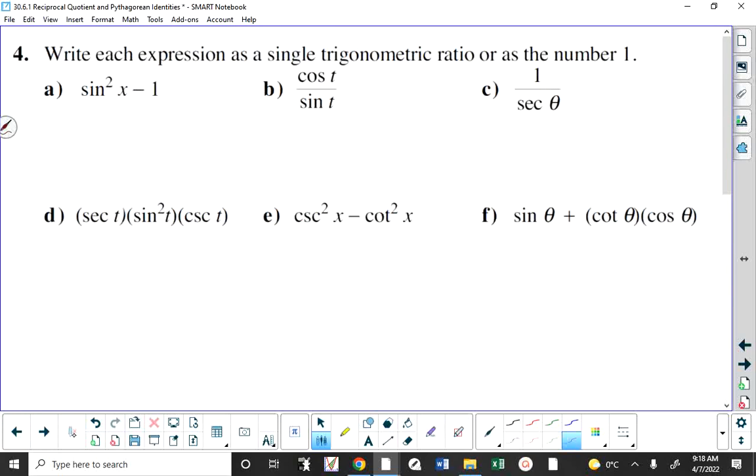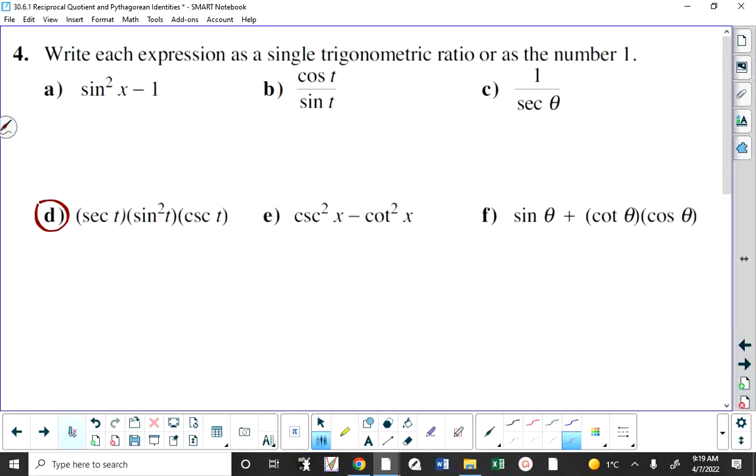So we have secant of t times sine squared of t times cosecant of t. The nice thing about this one, Reagan, is that we have these three things that are being multiplied together. And whenever you have things that are multiplied, it's a free-for-all in canceling. The whole purpose of putting things together when you have separate fractions is so that you can get the ability to cancel things.